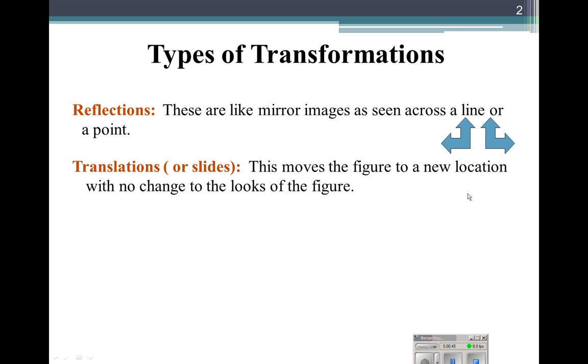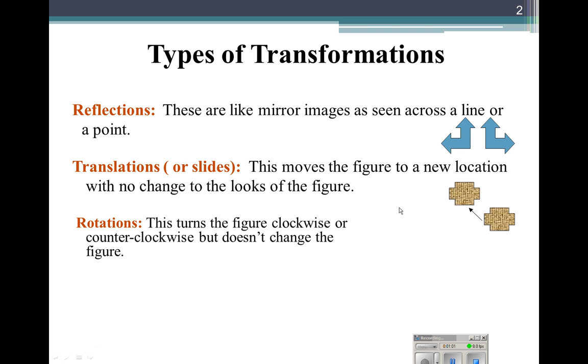Translations or slides. This moves the figure to a new location with no change to the looks of the figure. This figure translates upward. It doesn't turn around or flip or anything like that. It just does a slide.